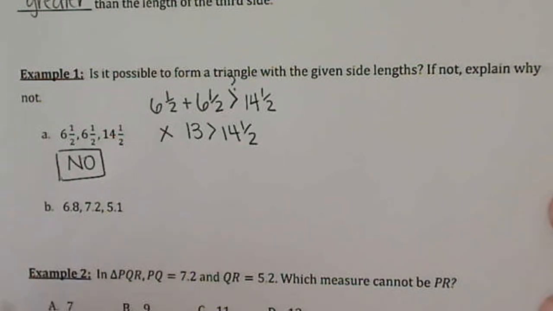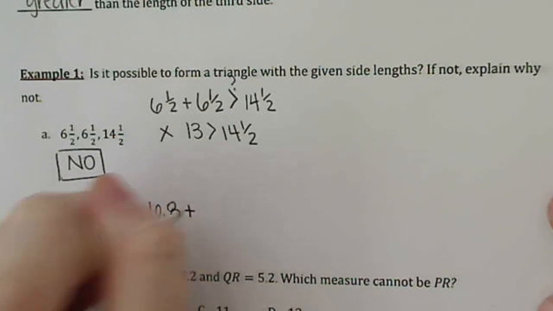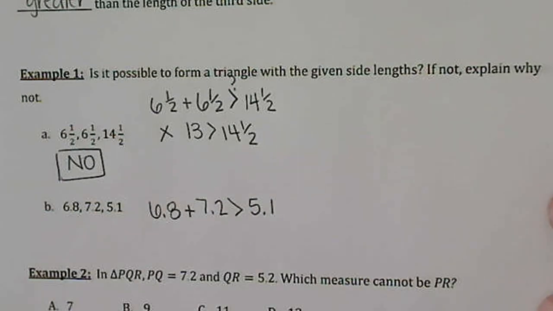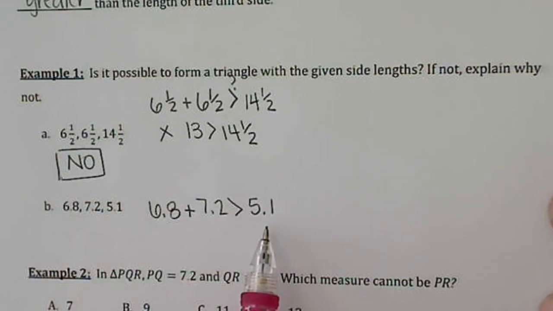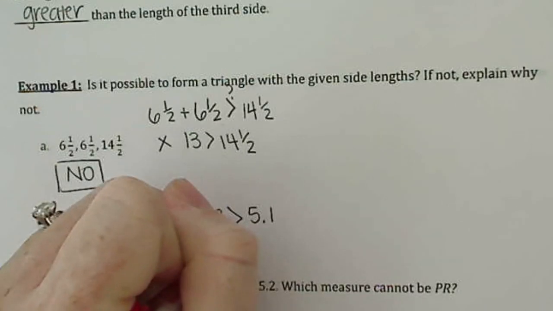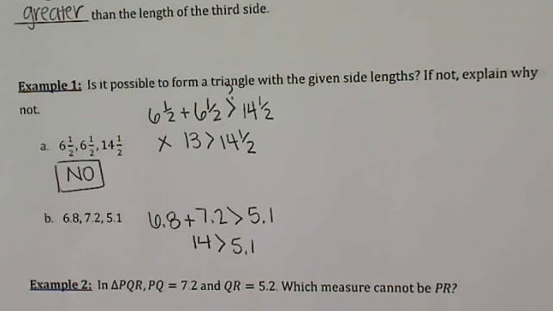Letter B. Let's check if these two sides, 6.8 and 7.2, are greater than 5.1. Common sense right here should tell you yes, because both of these sides are bigger than 5.1 by themselves. So adding them, they will be bigger than 5.1. But let's check. Is 14 bigger than 5.1?